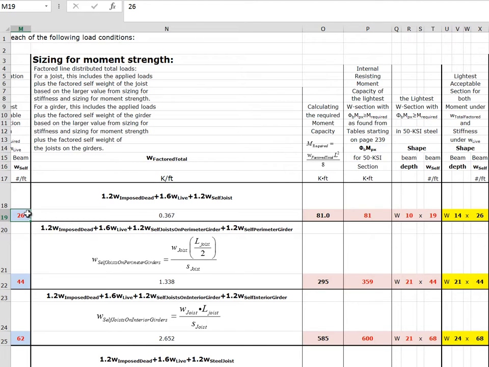For stiffness, we needed 26. For moment strength, we needed 19. So in this column, we're going to take the lightest acceptable section that works for both moment strength and stiffness. So this right here is actually the maximum of that number, M19, and this number, which is T19, which also happens to be 19 pounds per foot just by accident. And the larger of those two is 26.